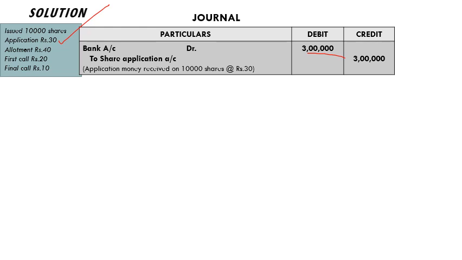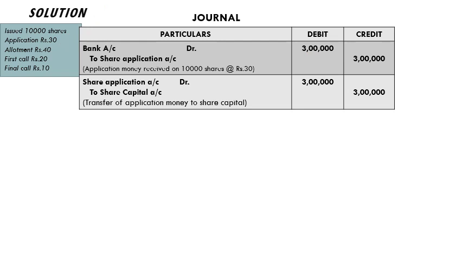So once the application money is received, our next case is to transfer this application to the share capital. Of course, the journal entry is here: share application account debited to share capital. This application money of 3 lakh is being transferred to the share capital account. Transfer of application money to share capital.